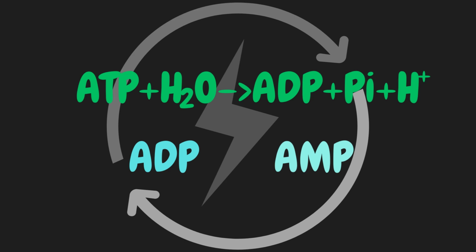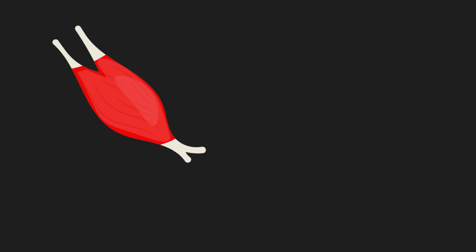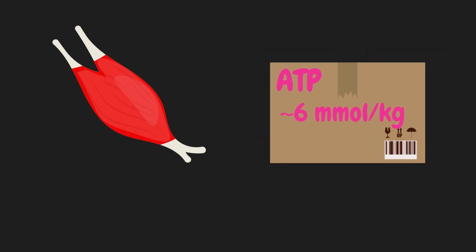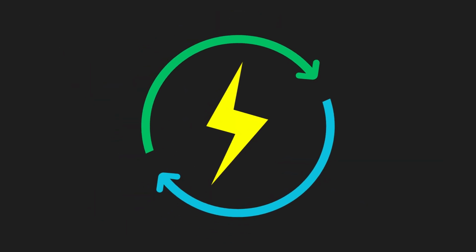The ATP energy reaction is reversible. The addition of inorganic phosphate to ADP to synthesize ATP is termed phosphorylation. Skeletal muscle at rest contains around 6 millimole per kilogram and it is sufficient for around 3 seconds of maximal contraction. The rate of hydrolysis of ATP during maximal exercise may be as high as 1 kilogram per minute. ATP is constantly being hydrolyzed and phosphorylated.